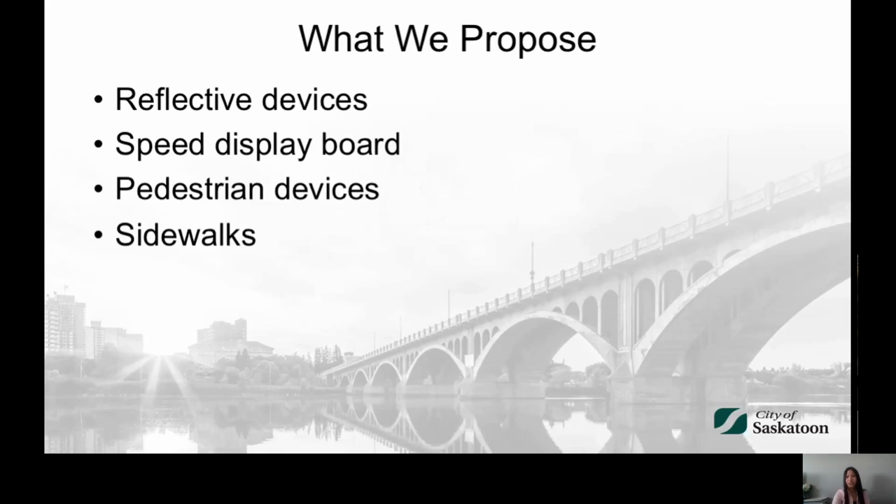We used the results of our data collection program to create a draft traffic plan that recommends a number of changes and improvements to roads within the neighborhood. In the next few slides, I will go over each of the recommendations in detail. But in general, we are proposing a number of improvements, such as reflective devices, speed display board, pedestrian devices, and sidewalks.